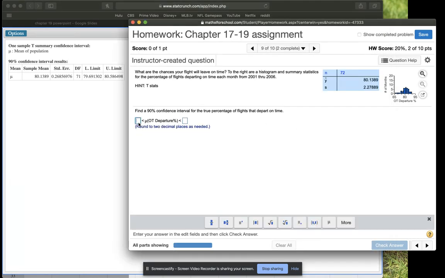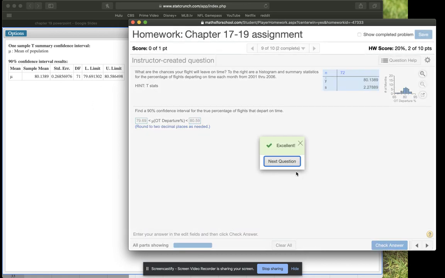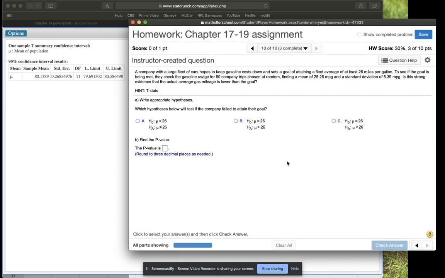Our lower limit is 79.69 and our upper limit is 80.59. Did I round that correctly? Yes, I did. Okay, so that was number 9.